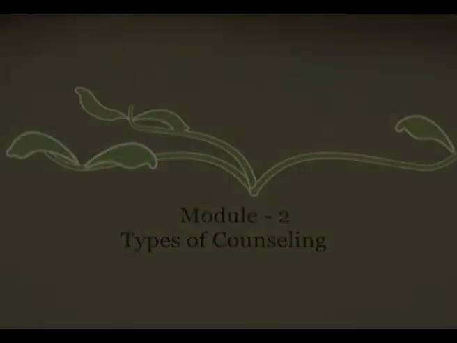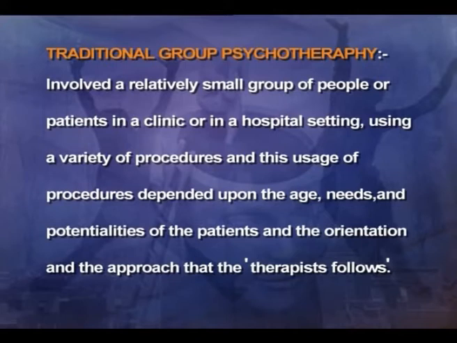Let us now look at the types of counseling and therapy. We should first talk about the traditional group psychotherapy. Traditionally, group psychotherapy involved a relatively small group of people or patients in a clinic or in a hospital setting, using a variety of procedures. And this usage of procedures depended upon the age, the needs, the potentialities of the patients and the orientation and the approach that the therapist follows.